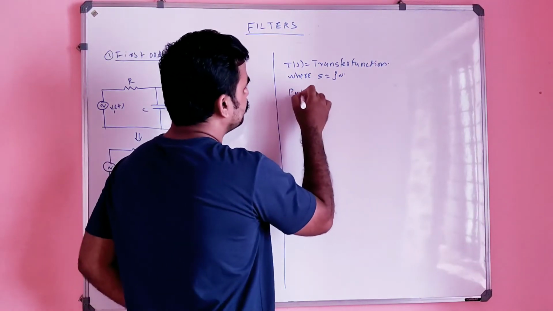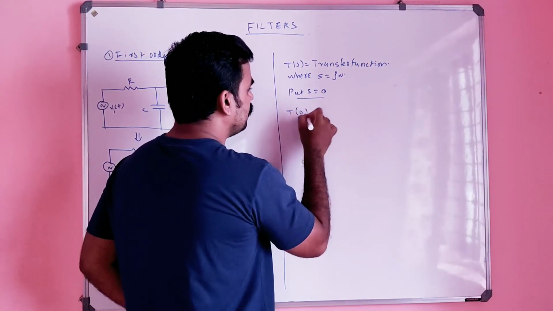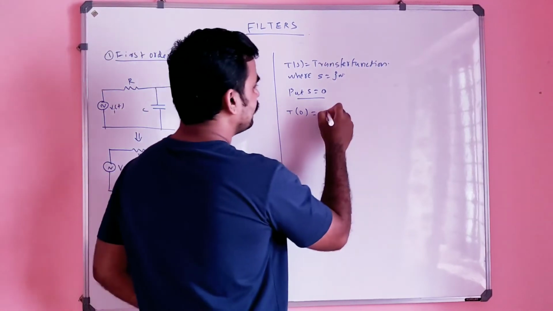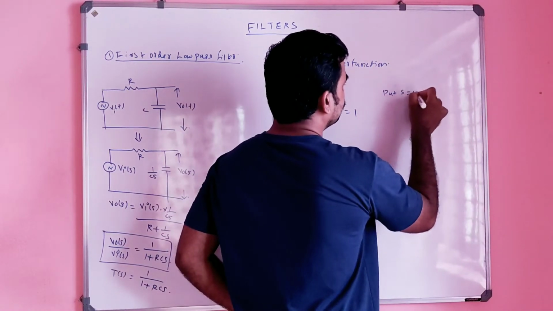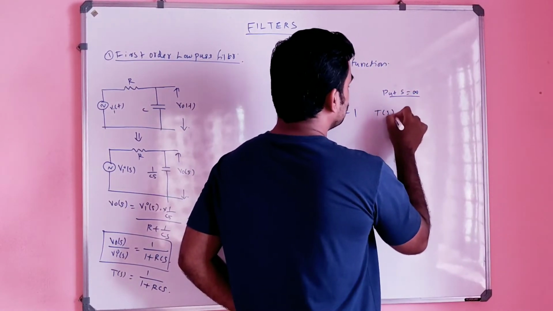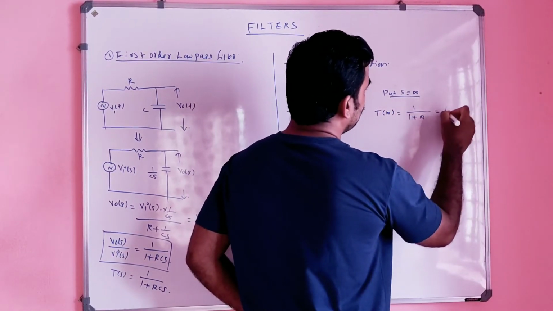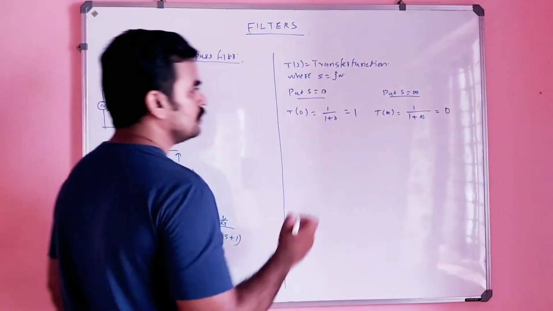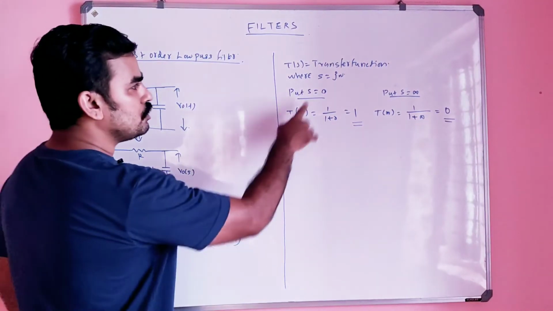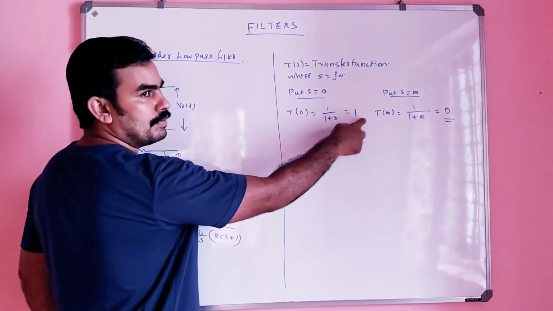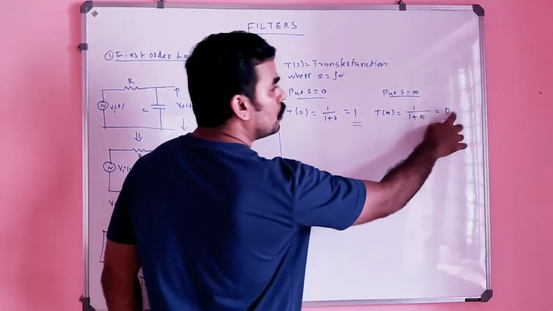Put s equal to 0. What is T(0)? It will be 1 divided by 1 plus 0, which is simply 1. Put s equal to infinity. T of infinity will be 1 divided by 1 plus infinity, or simply 0. That means from the transfer function itself, it's clear that for low frequency or zero frequency, there is a transfer function, but for higher frequency or infinite frequency, there is no transfer function.